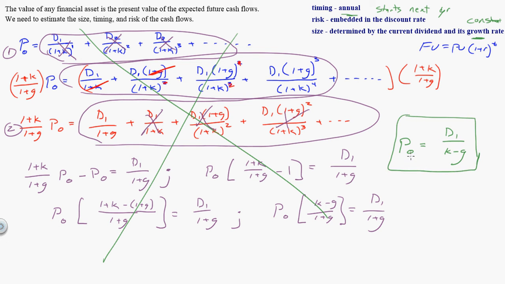I can do one generalization of this. I can say the price in any year, in year n, is equal to, well, when did the dividends start? They started the next year. So the price in any year is equal to the dividend the next year divided by K minus G, as long as G never changes. So with all that background, now we're ready to do a couple of examples.